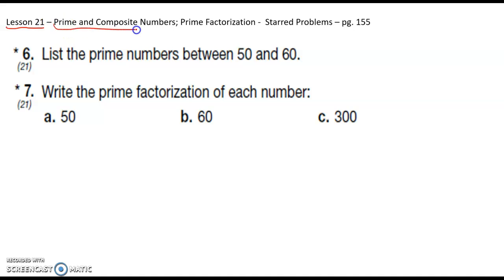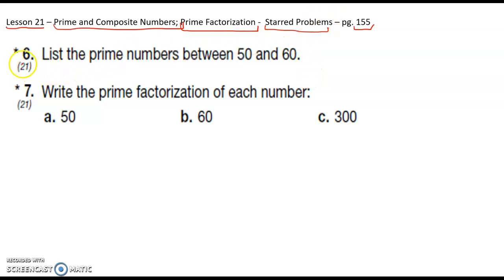We're going to talk about prime and composite numbers and prime factorization. Hopefully you've watched the practice set first so that you are familiar with both of these terms. The problems can be found on page 155 of your Saxon Course 2 textbook in the written practice.